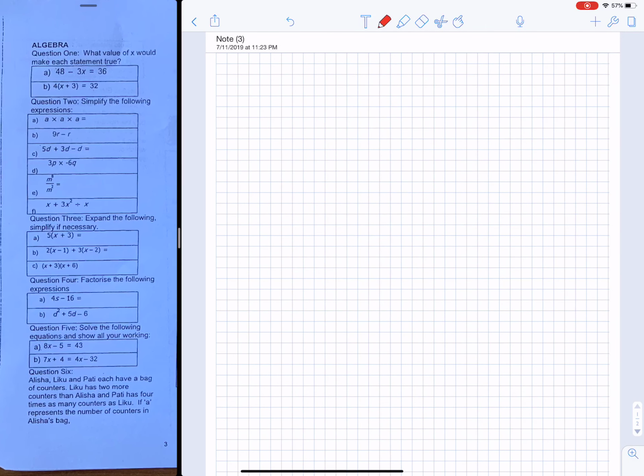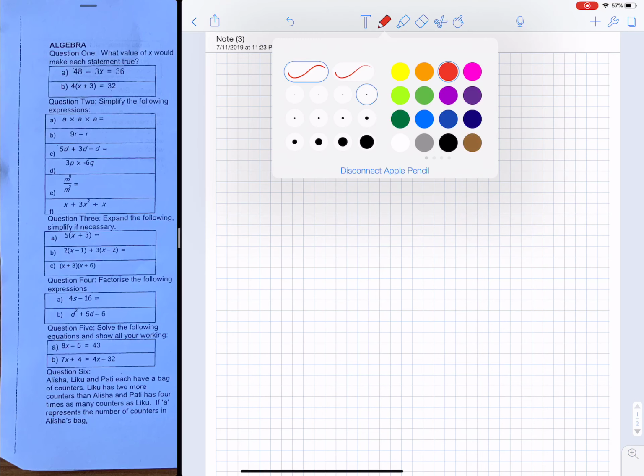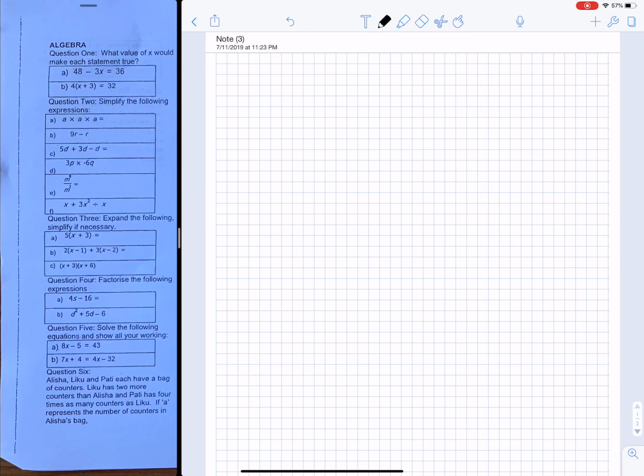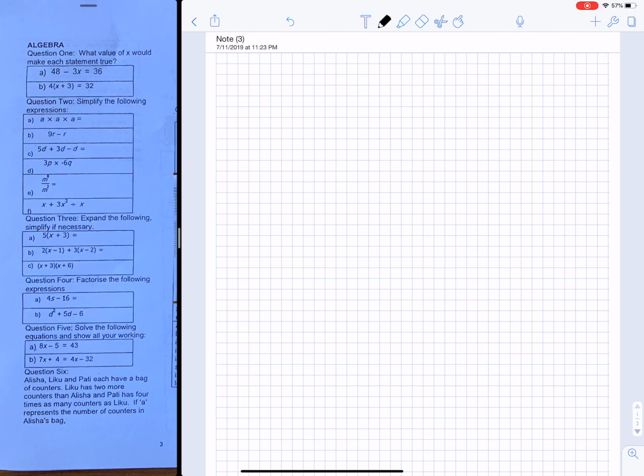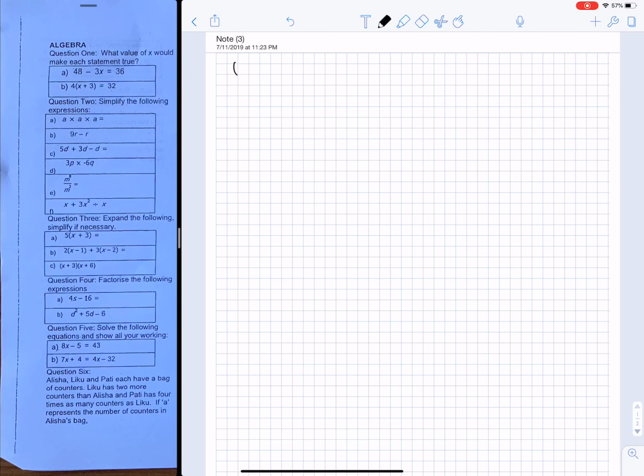So question 1, I'm just going to use a black pen for all of this. Question 1 says, what value of x would make each statement true? So you've got to basically solve for x. So 1a, you've got 48 minus 3x equals 36. Negative 3x equals 36 minus 48. So you've got to take it to the other side and then simplify.